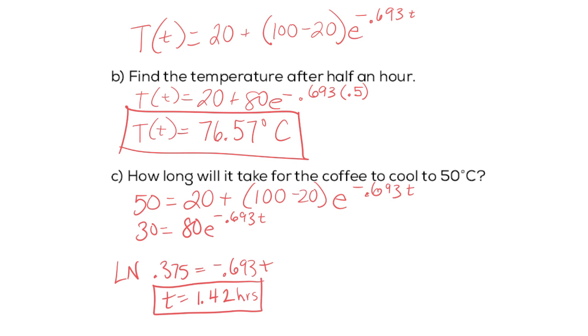All right, so again, you do need to be able to work through Newton's law of cooling. We pretty much always have to do it twice. You do it once to figure out what k is. You do it a second time to solve your problem.